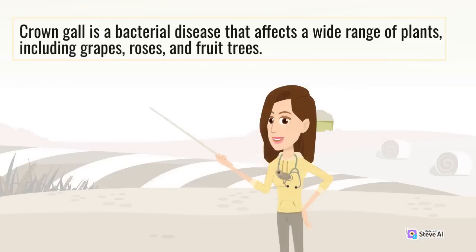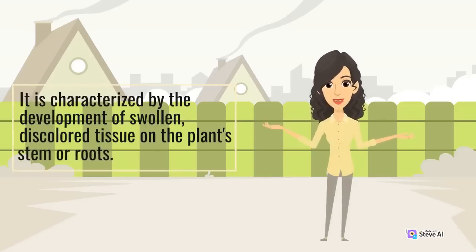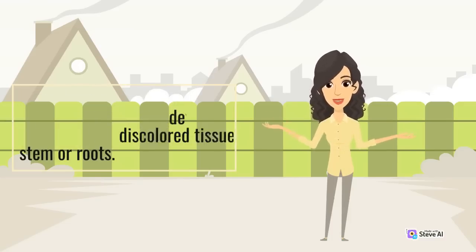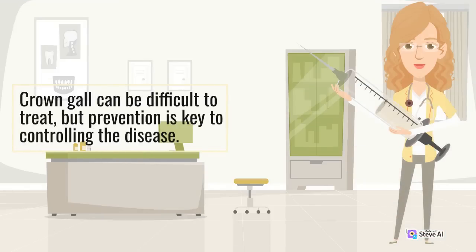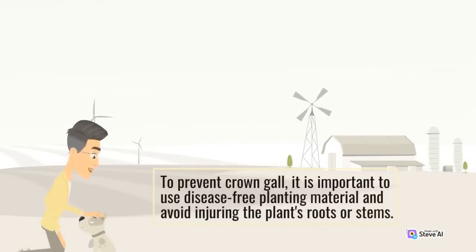Crown gall is a bacterial disease that affects a wide range of plants, including grapes, roses, and fruit trees. It is characterized by the development of swollen, discolored tissue on the plant stem or roots. Crown gall can be difficult to treat, but prevention is key to controlling the disease. To prevent crown gall, it is important to use disease-free planting material and avoid injuring the plant's roots or stems.